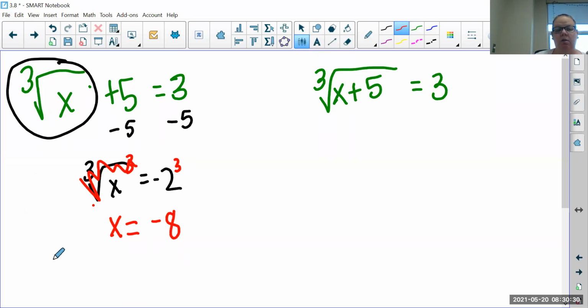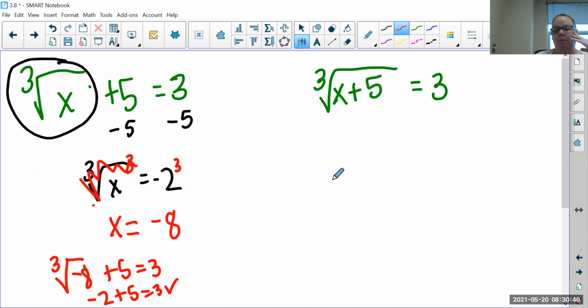I should check it. So I plug it back in to the original problem. The cube root of -8 is -2 if I look at the calculator. And when I add 5 to -2, I do get 3.